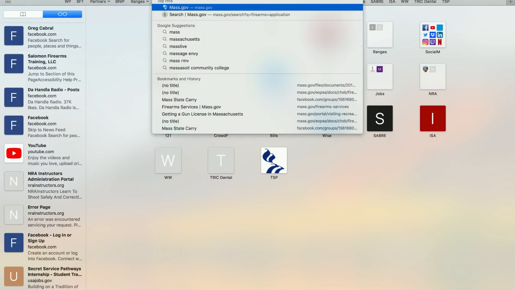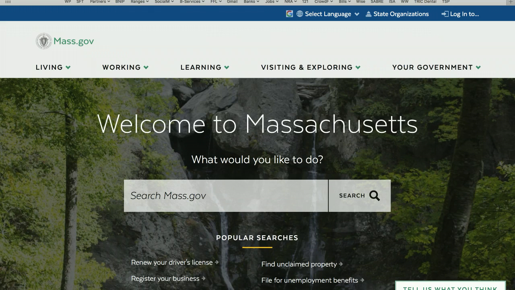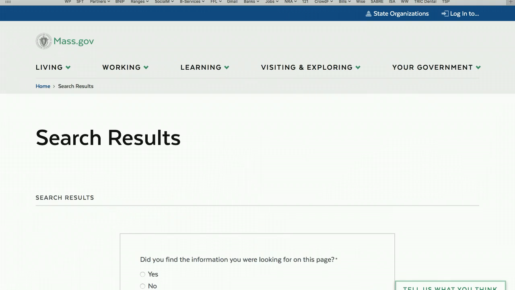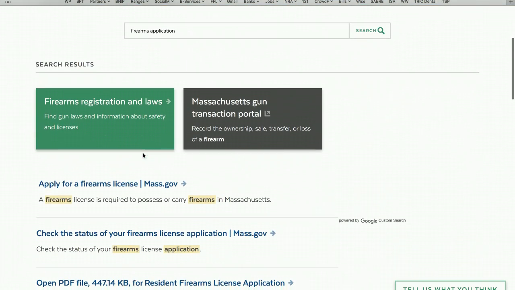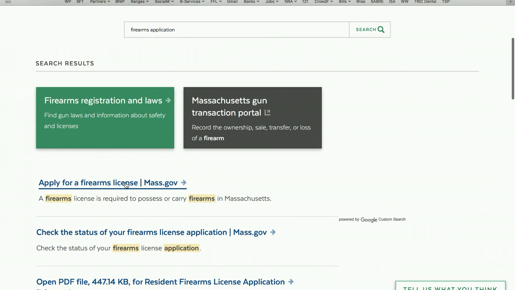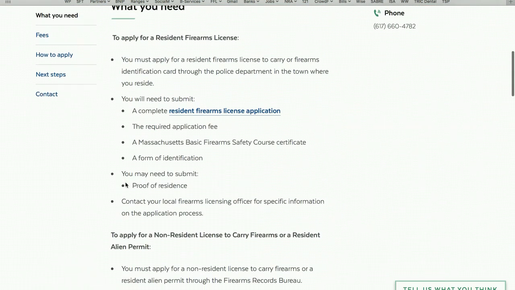To start off, go to mass.gov. I always want to empower you guys to find this information yourself, so I'm going to type in firearms application. Right on the mass.gov website, you're going to click on this first link right here, and it's going to give you all the different applications we're going to talk about.